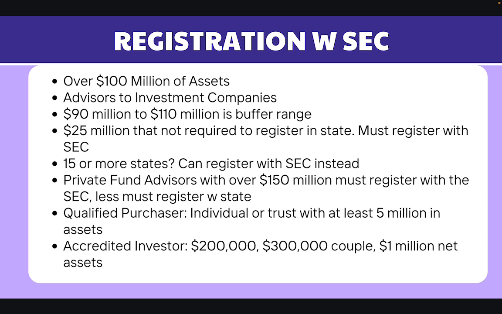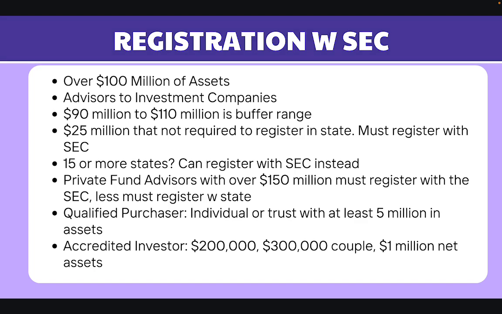If you have 15 or more states, then you can register with the SEC instead. That's, again, for the mid companies. Private fund advisors with over 150 million must register with the SEC, and less must register with the state. Qualified purchaser is an individual or trust with at least 5 million in assets. An accredited investor has at least 200,000 invested, 300,000 if it's a couple, and $1 million net assets.